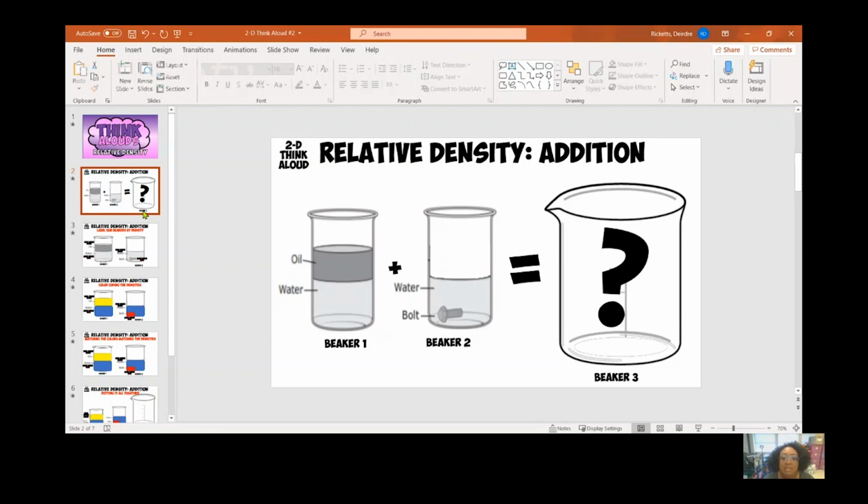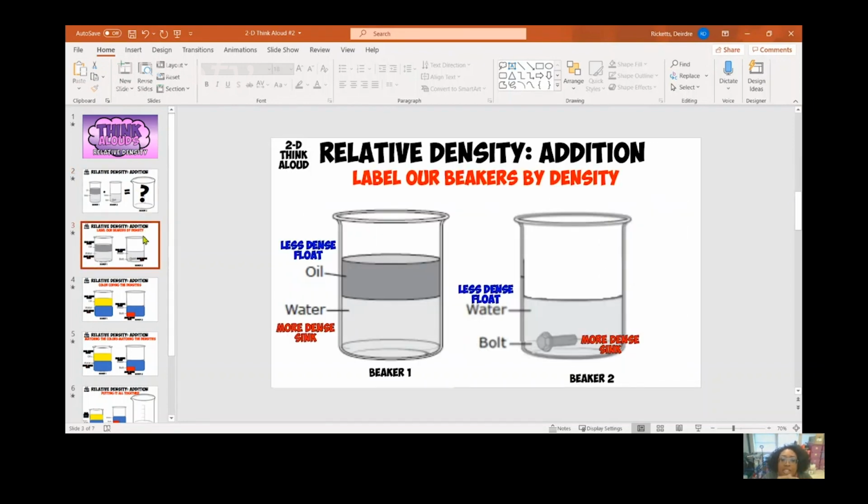And we have our 3 beakers here. In the first beaker, we have oil and water. In the second beaker, we have water and a metal bolt. And we're supposed to add these 2 beakers and see what we get for beaker number 3. So let's remember how we went about it the first time around. The first thing we did was we labeled our beakers by density.